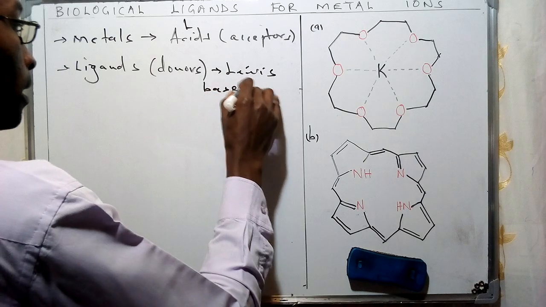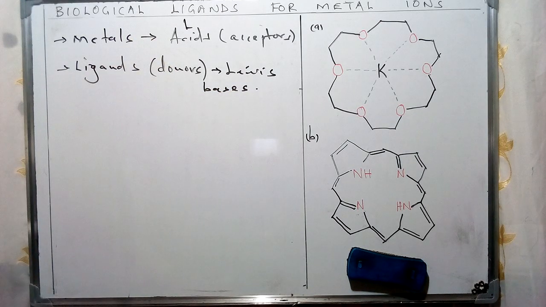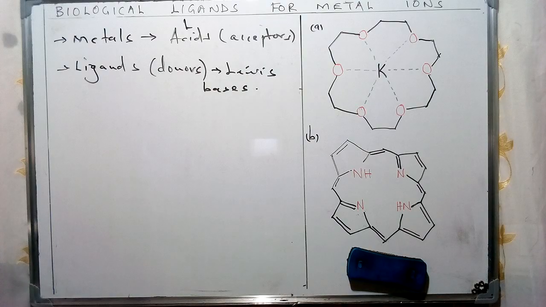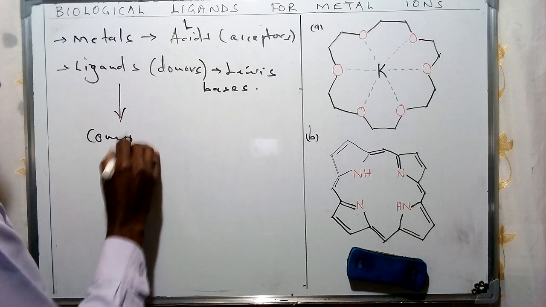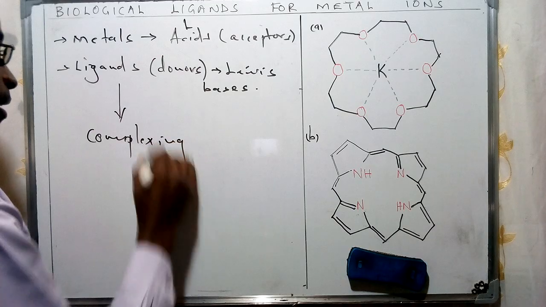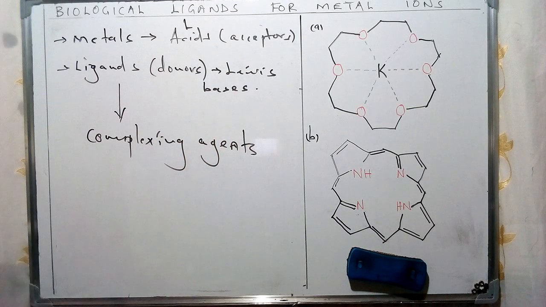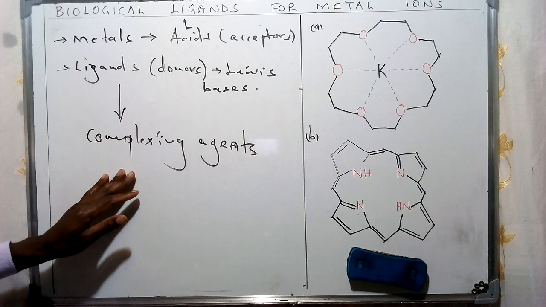So therefore, the ligands are going to be donating a pair of electrons to the metals in that specific formation of what we refer to as biological complexes. Now, in this specific case, the ligands are going to be referred to as complexing agents. And therefore, we're going to come across this specific term being used particularly for this aspect of ligands.